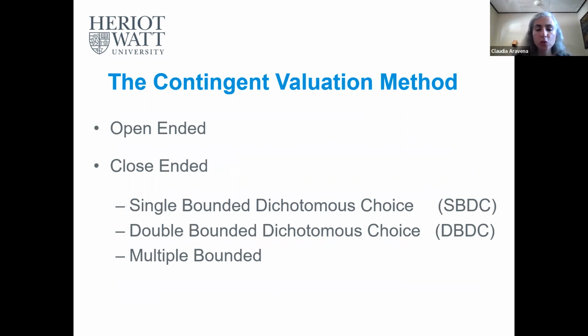There are two types of questions in this. You can ask open questions or closed-ended questions. When you ask an open question in contingent valuation, you ask people, how much are you willing to pay for whatever you want to value? And the people will tell you a number: £5, or in your case, 100,000 rupiah, 5,000 rupiah, whatever. So that is the open-ended.